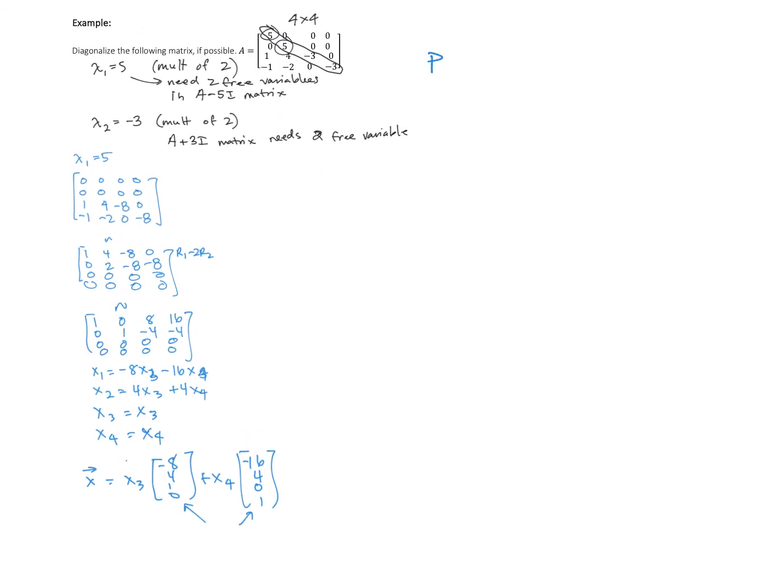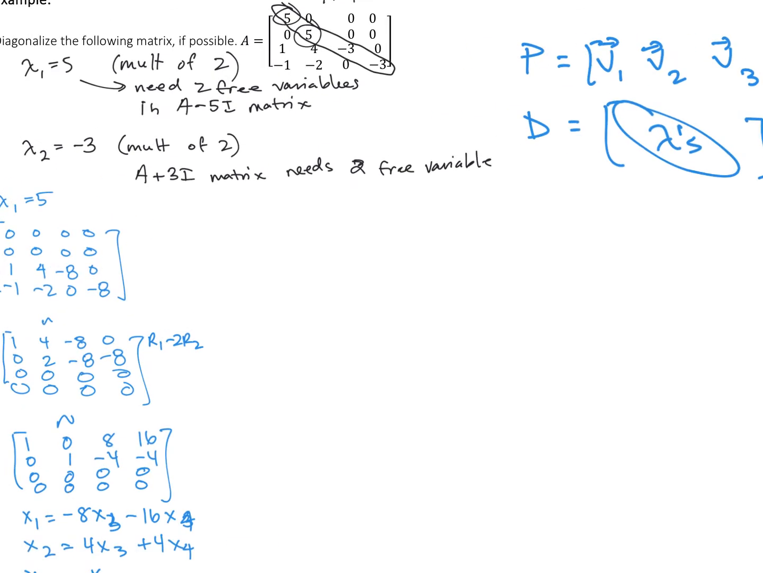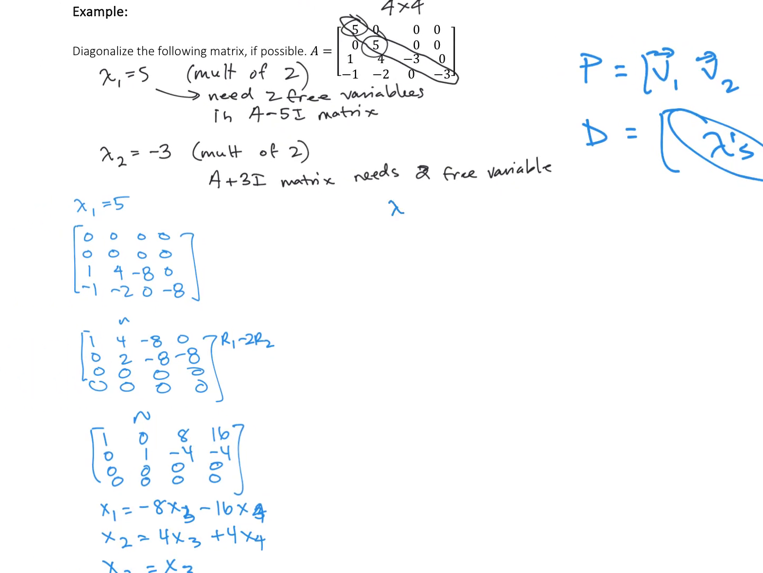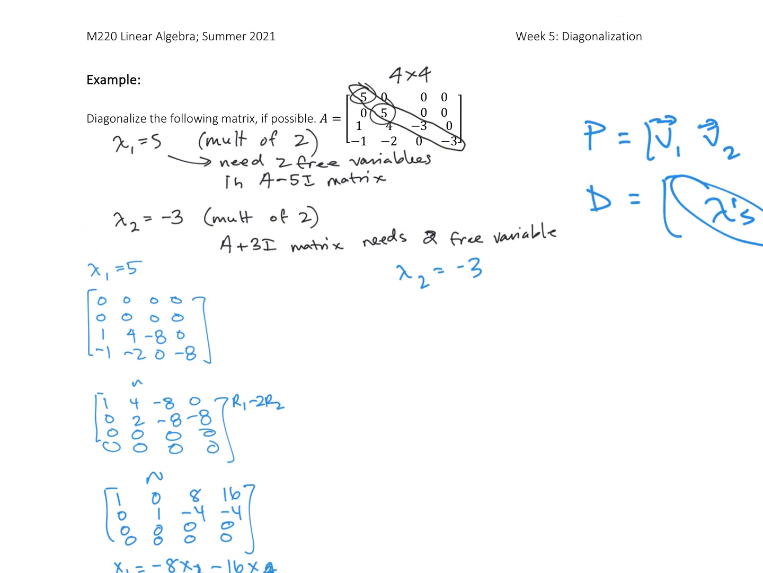Again, we're going to find some P that's made up of the vectors, and we're going to need 4 of them. They got to be linearly independent. And then our D is made up of our lambdas here. All right, so we already have V1 and V2. So there's V1, there's V2. We're on a roll. So now we just need to go back and do the same thing for lambda 2 being negative 3, and we got to hope again that we're going to end up with 2 free variables.